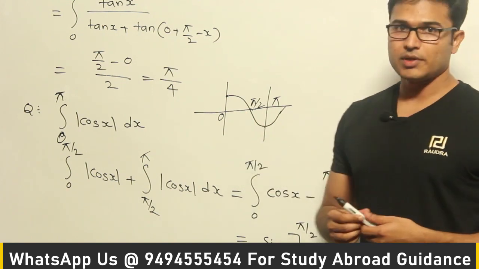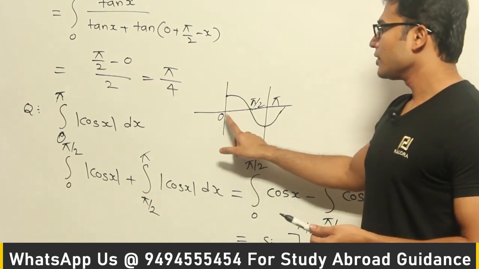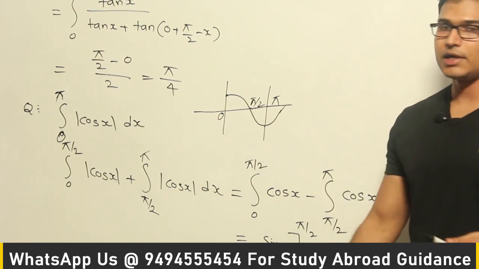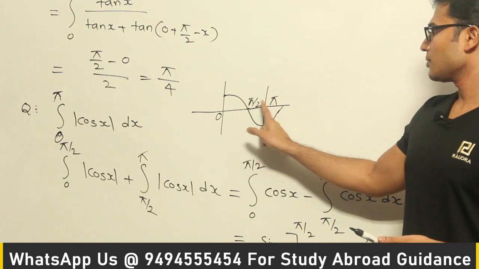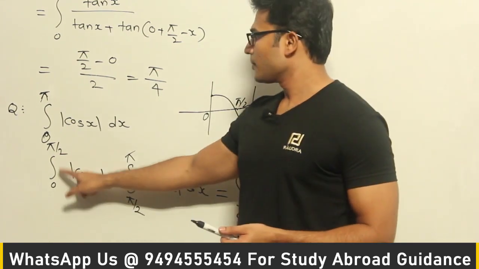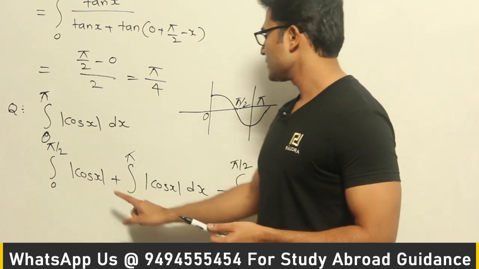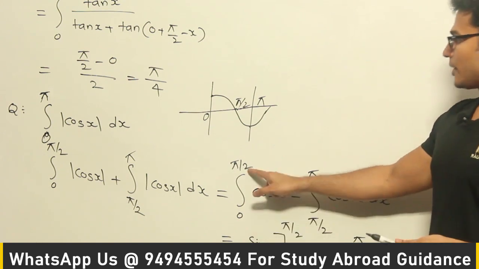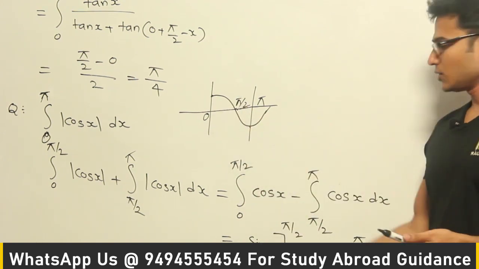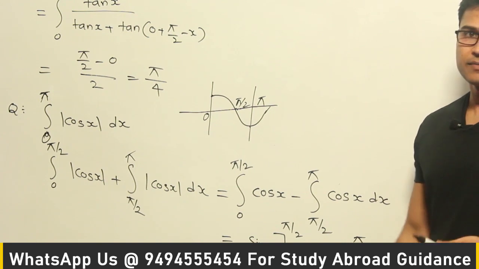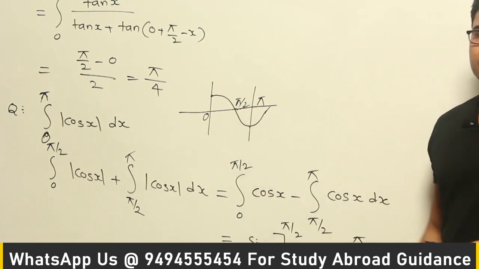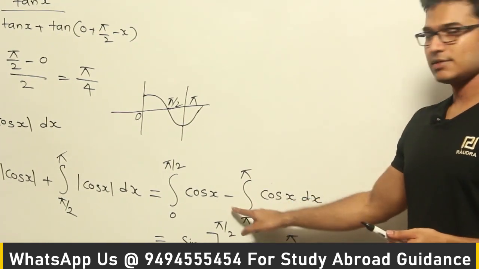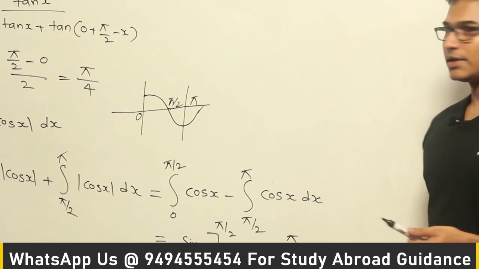Therefore using one of the properties we can split it this way. Even though we are supposed to find the integration from 0 to pi, you can break it from 0 to pi by 2 and from pi by 2 to pi. So 0 to pi by 2 mod cos x plus pi by 2 to pi mod cos x dx, right? Now from 0 to pi by 2, since it is positive, you can leave mod cos x as cos x only. From pi by 2 to pi, since it is negative, you have to multiply it with minus 1. That is why minus pi by 2 to pi cos x dx, right?